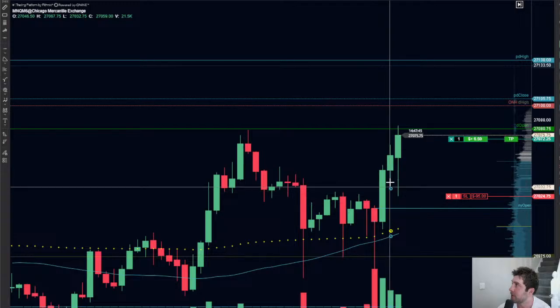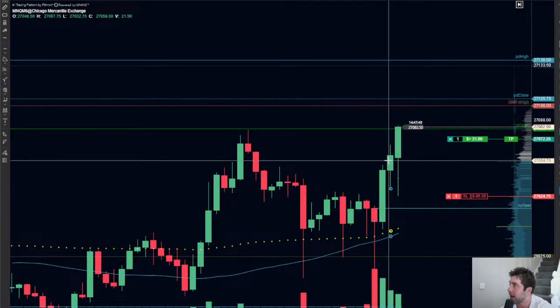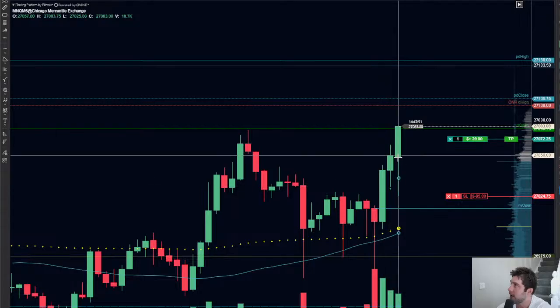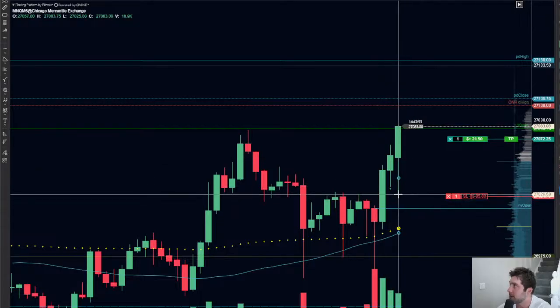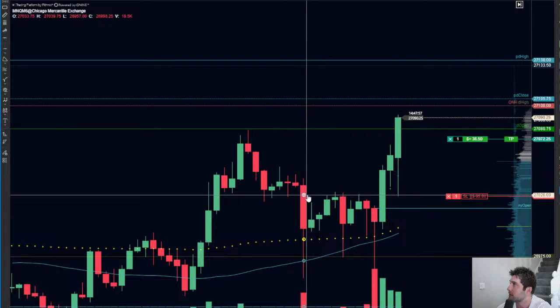again, taken the internal low. So any of the longs that had entered here leading in to the end of the opening range were immediately flushed out of their positions. This wick came back into this supply zone here. There, that's starting to break out now.